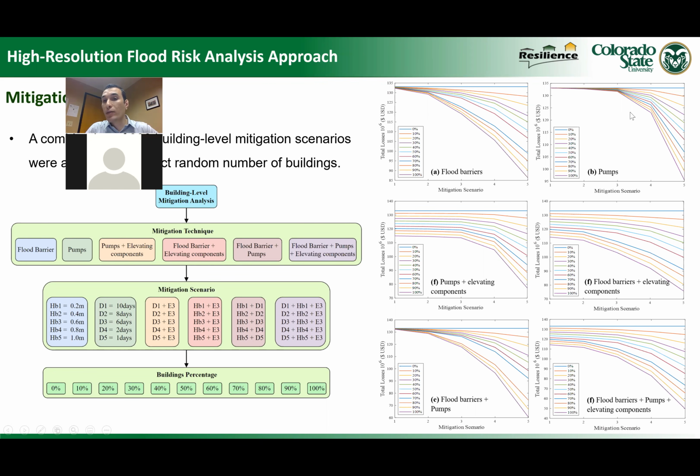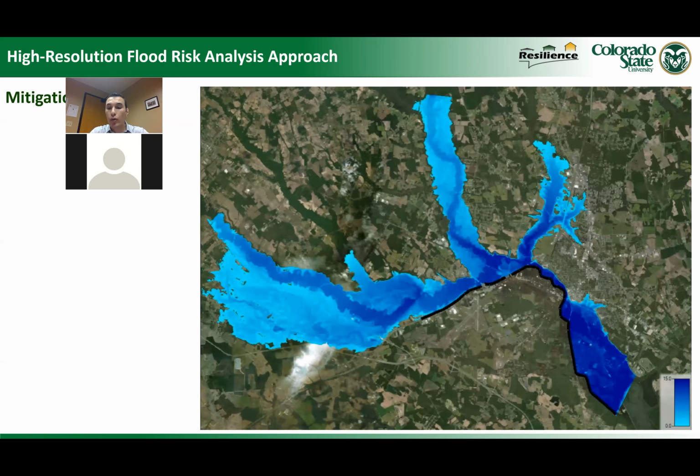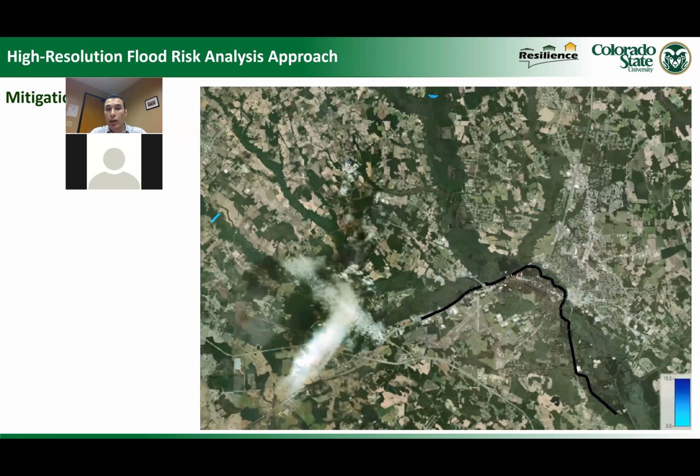Similarly, this is the impact of using pumps at different water durations, and these are different response ratios for the households. And this is the combination of different mitigation measures like pumps and elevating components, flood barriers and elevating components, and this is flood barriers and pumps, which shows what if we use the pumps and flood barriers at the same time, and we investigated the impact of different response ratios of the households. So this is the end of the building level mitigation measures, and right now we will go to the community level mitigation measures.